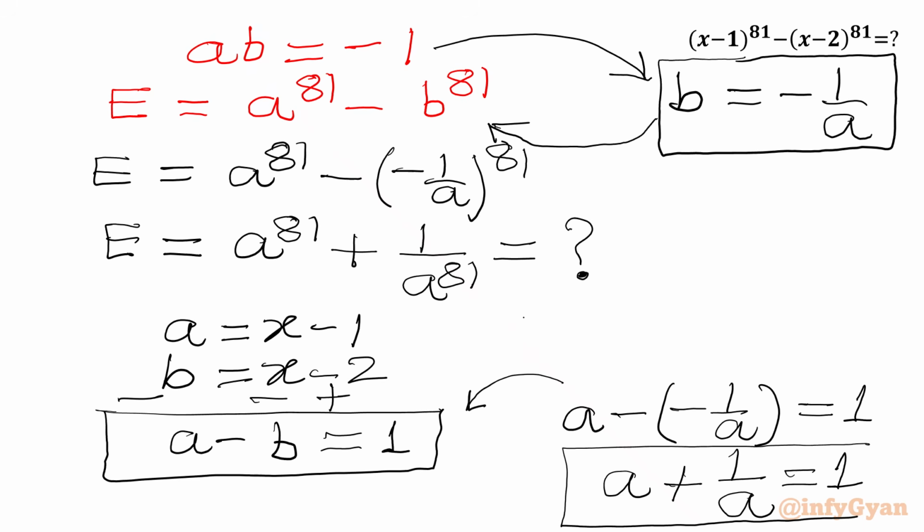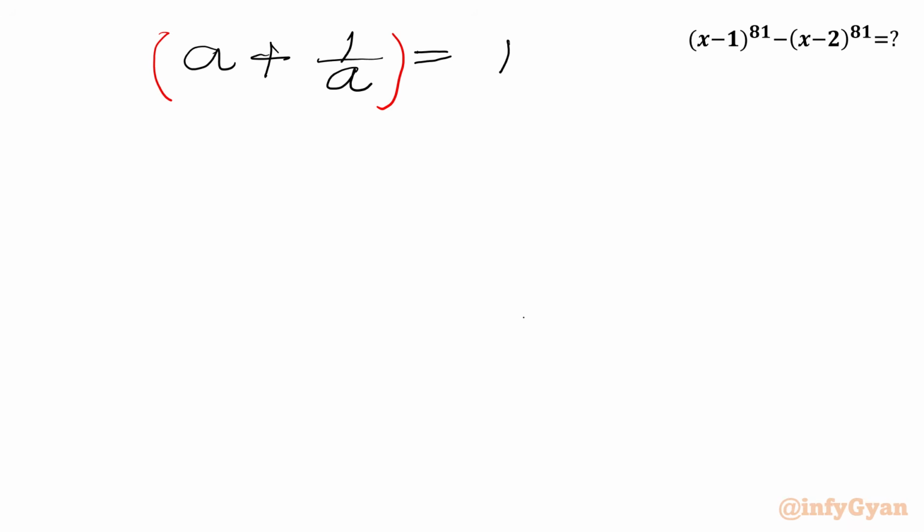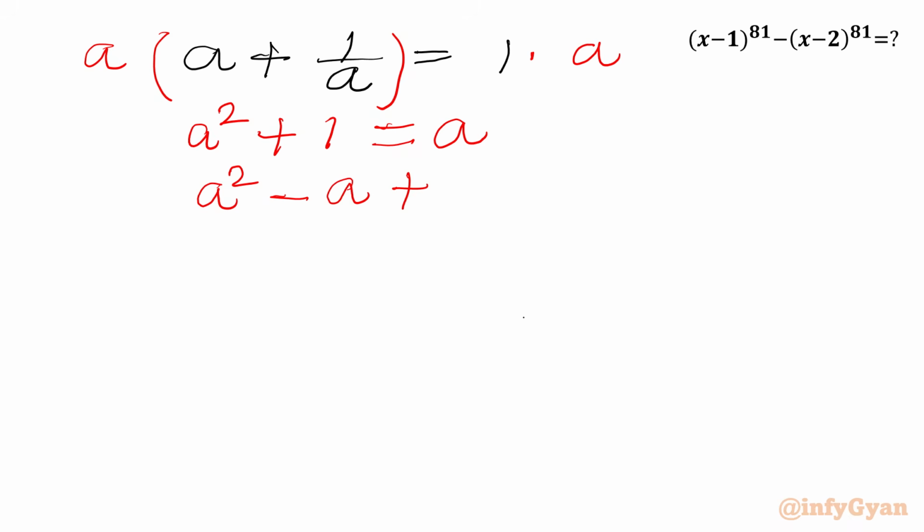Our target expression is a power 81 plus 1 over a power 81. Now I will write a plus 1 over a equal to 1. Let's multiply both sides by a. a cannot be 0, so we can multiply LHS and RHS by a. Using distributive law, we will get a square plus 1 equal to a, or we can write a square minus a plus 1 equal to 0.